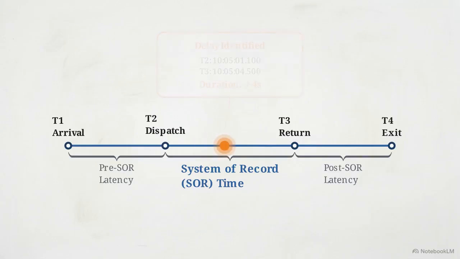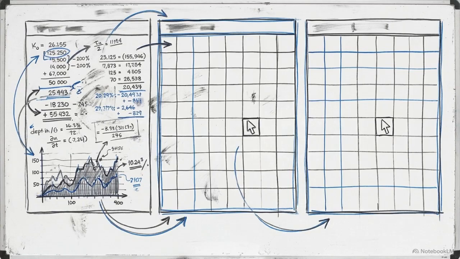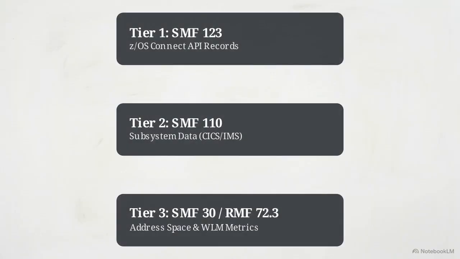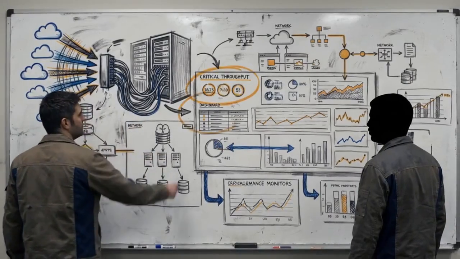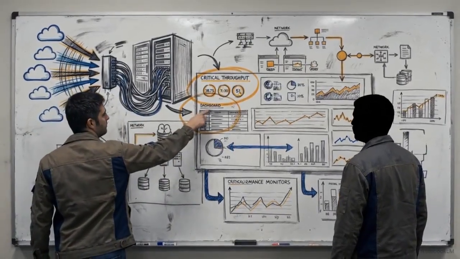SMF123 records identify precisely when and where a delay occurred, but they lack the metrics to explain why. This diagram illustrates the three-tier observability matrix required for diagnosing API performance. When a delay registers as pre-SOR latency, engineers bypass the subsystem entirely and audit address space metrics in SMF30 and WLM policies. When the delay occurs within the system of record, the workflow mandates crossing into SMF110 data to hunt for subsystem bottlenecks and CPU starvation. Layering these records turns a timeout alert into a precise intervention at the hypervisor or the subsystem level.